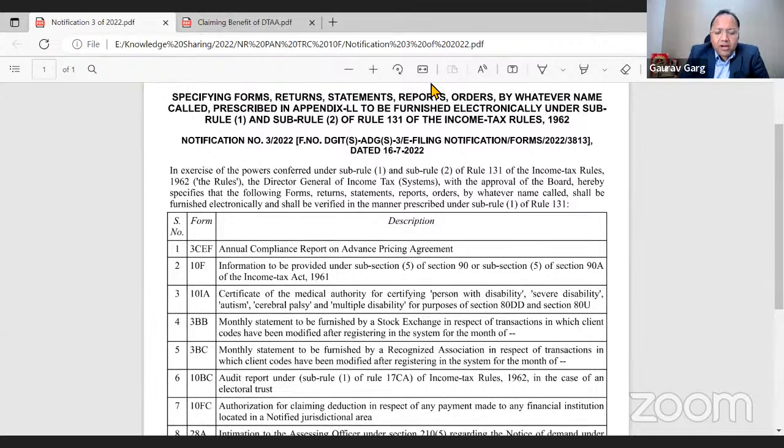And if one needs to claim the treaty benefit as per section 90 subsection 5, then as per this notification, one needs to file Form 10F. But till now, what I've seen is that a few organizations are filing Form 10F online. There are taxpayers who are still taking 10F in hard copy. So there is slight confusion. So before I move on to section 90, which is a very important section, let me briefly touch upon how the system works.